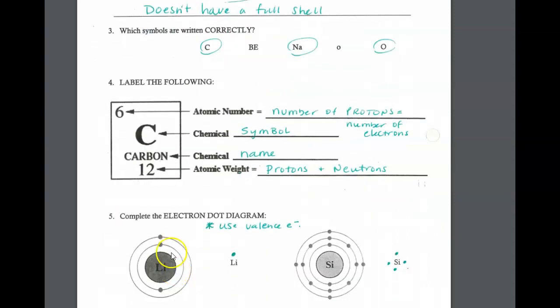Label the following. So here you have carbon. The number of protons is your atomic number. So your atomic number is your number of protons, which also equals the number of electrons. The capital letter is your chemical symbol. The word is your carbon name, and the number is your atomic weight. Your atomic weight is protons and neutrons.